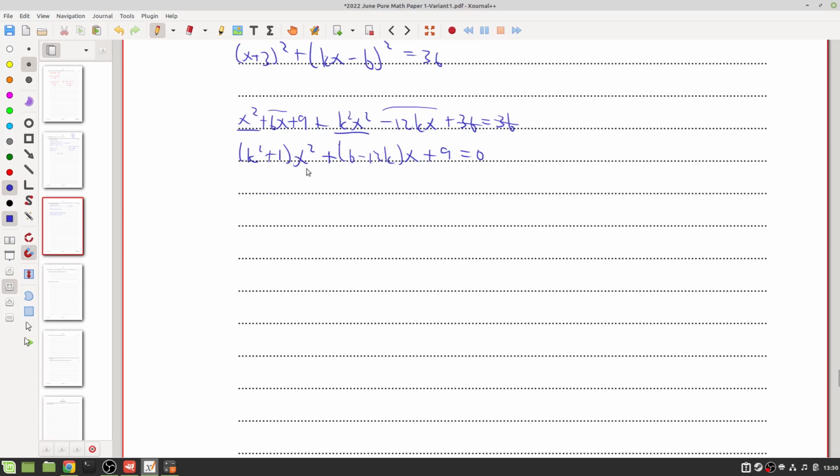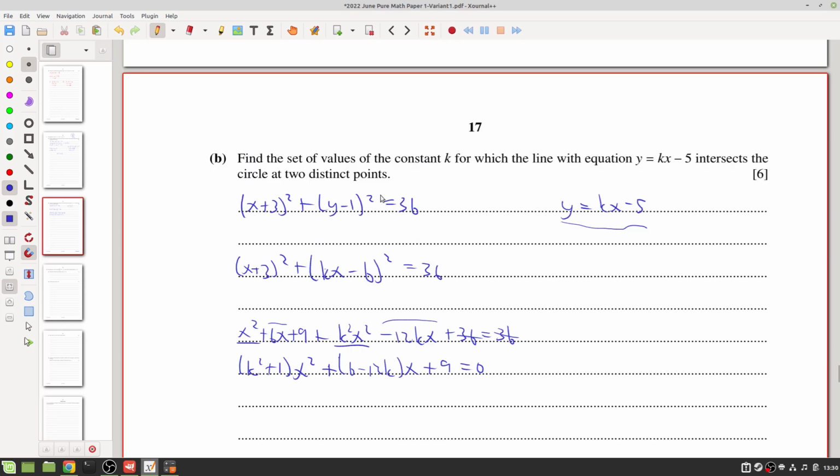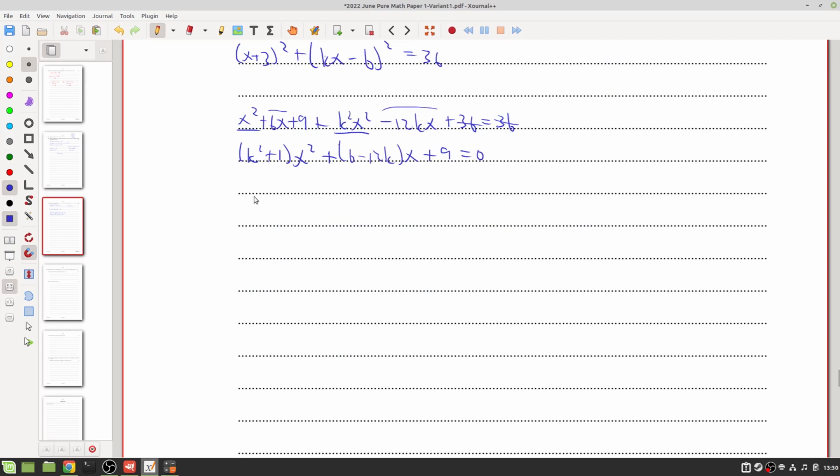Alright, so we see this is a quadratic, and we want intersection at two distinct points. So for 2 points of intersection, our discriminant, which is b squared minus 4ac, must be bigger than 0 if we want 2 distinct points of intersection. So let's just plug that in. So our b value, so b squared, (6 minus 12k) squared, minus 4 times a, which is k squared plus 1, times c, which is 9, must be greater than 0.